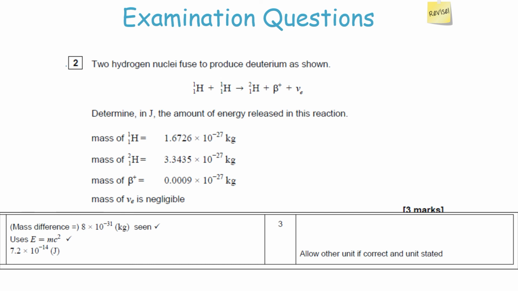So you then do E is equal to 8 times 10 to the minus 31 times c squared, which gets you 7.2 times 10 to the minus 14 joules. Let's have a look at another question.